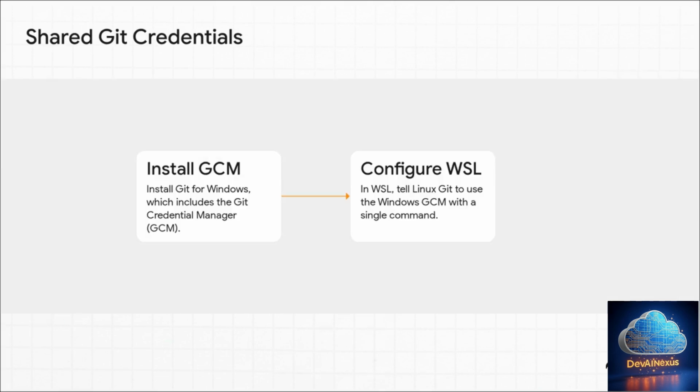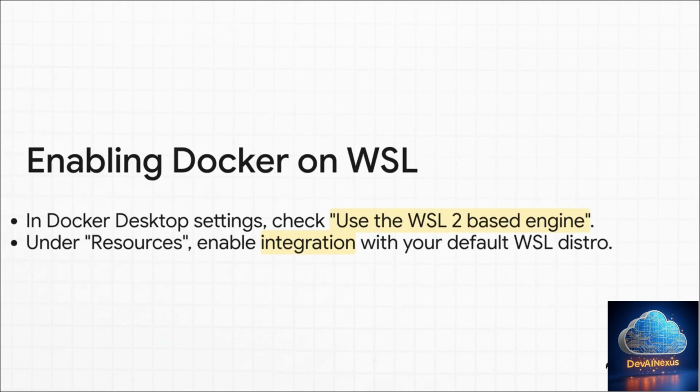Now here's a pro tip that's gonna save you so many headaches. Instead of having to log into GitHub on Windows and then again separately inside WSL, you can make them share credentials. You just tell the Git inside Linux to use the Git Credential Manager from your main Windows install, and you only have to log in once. It's a game changer. Docker integration is just as slick. You install Docker Desktop for Windows, and then you go into the settings. You literally just check 2 boxes, and it's all set up to use the WSL2 engine. That means you can run all your Docker commands right from your Linux terminal, and it all just works.